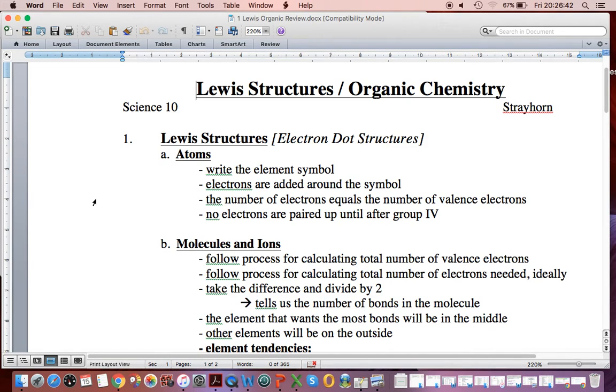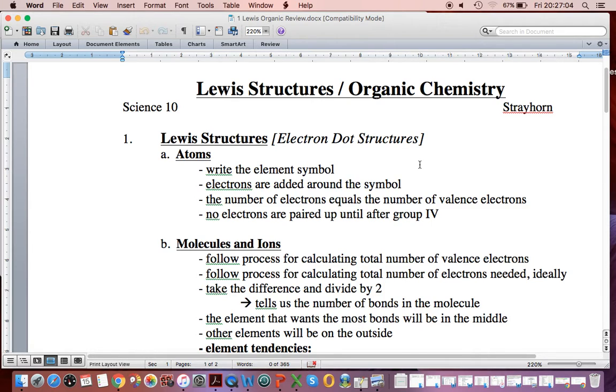Good day. We are looking at the review sheet or summary sheet for Lewis structures in organic chemistry. I think the Lewis structures by now should be pretty easy. It reminds you how you deal with simple atoms. You're just simply looking at the valence electrons present. So if you know the group number, then there's no problem knowing how many dots you have to arrange.